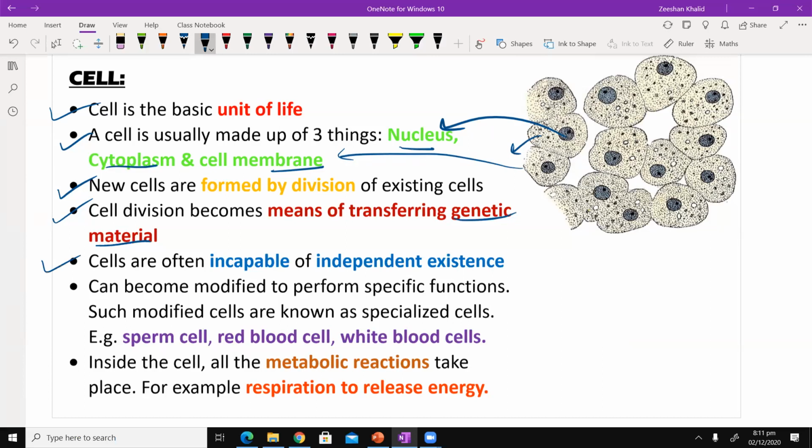And the next point, and that's a very important point, is that cells are often incapable of independent existence. Look at the picture on the top right side. None of the cells is there in isolation. It's not alone. It needs the other cells in order for it to survive, okay? So they are incapable of independent existence.